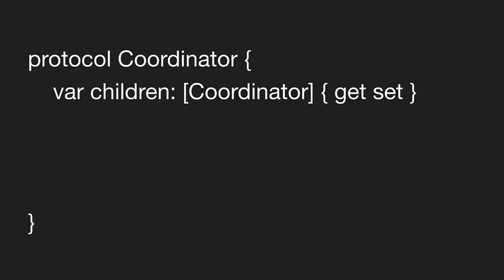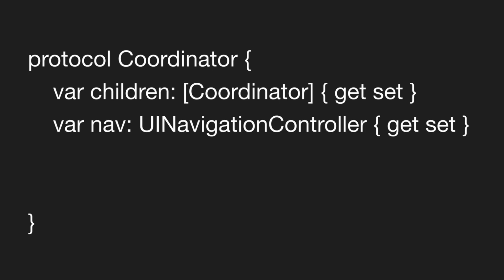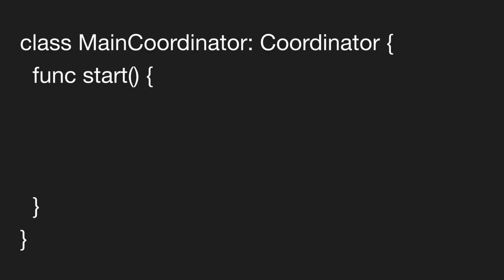We give it an array of child coordinators if it's going to use them. We give it a navigation controller so it can push and pop views. Plus, we give it a start method, which is called when it's ready to take over control of the app. Second, we create a concrete implementation of that protocol. I'll create one here called main coordinator.